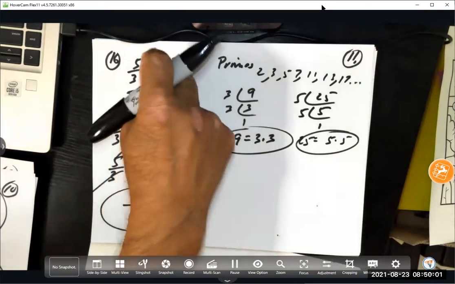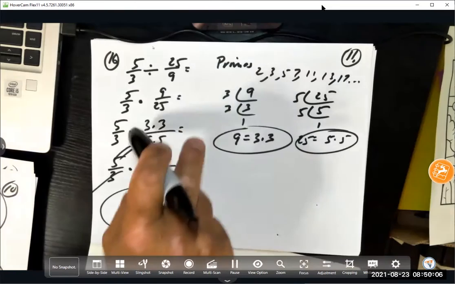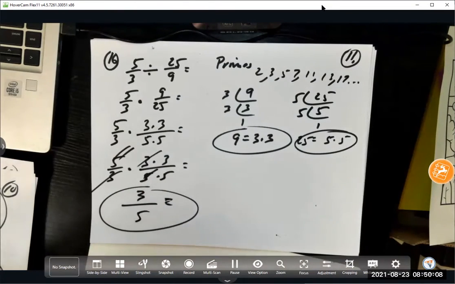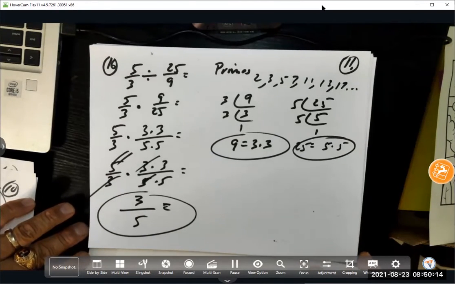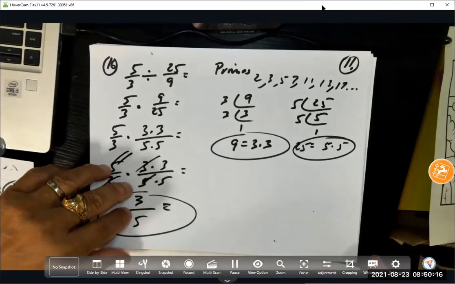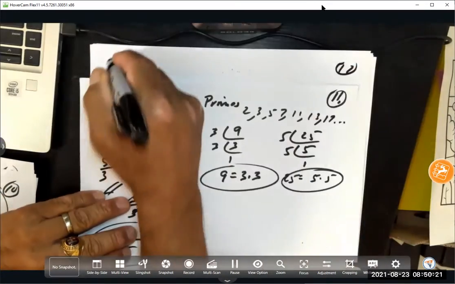So that's my answer right there. So write it, flip it, get the reciprocal, get the prime numbers of it, and then you cancel at the end. All right, is that all right for number 16? Yes, 16 is good. I'm gonna say yes. All right, we'll go to number 17 then. Number 17.